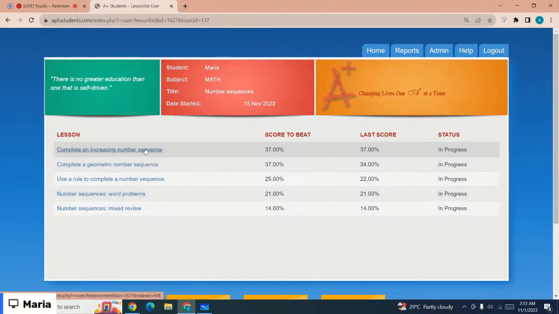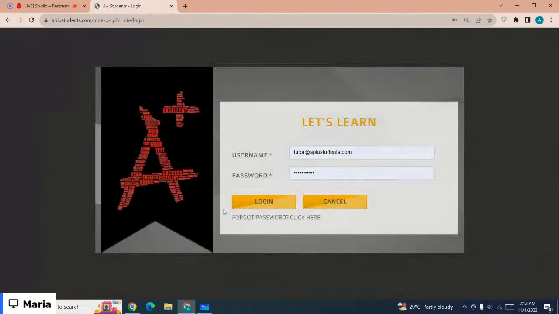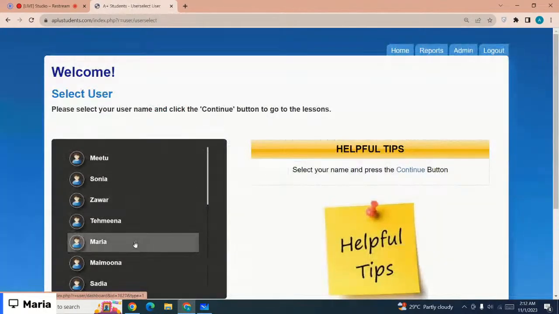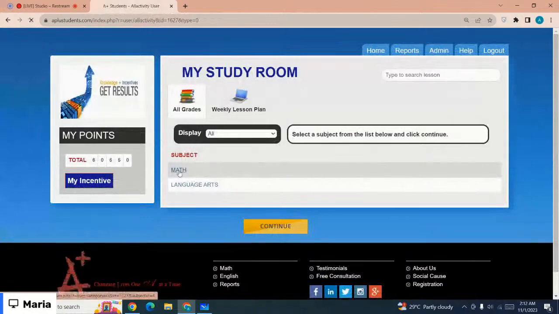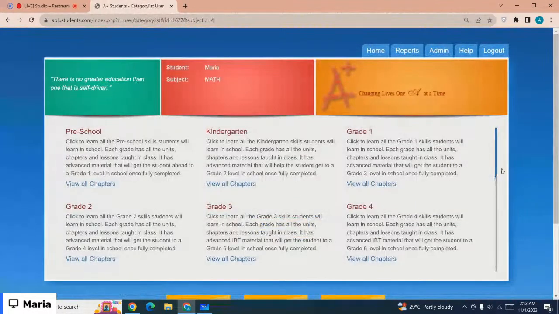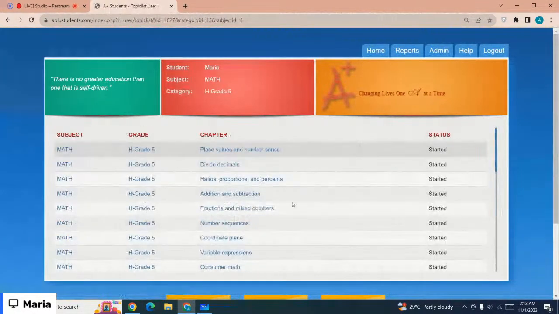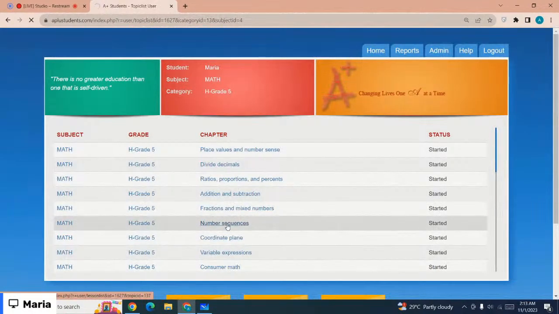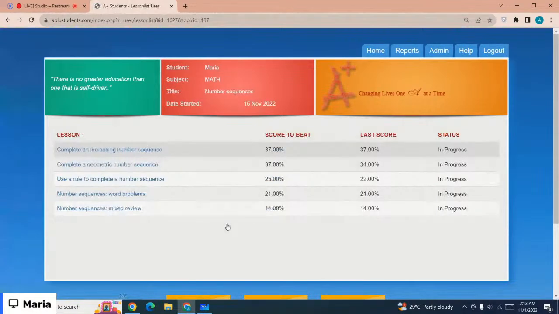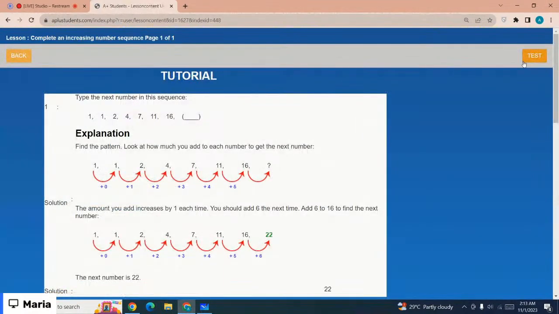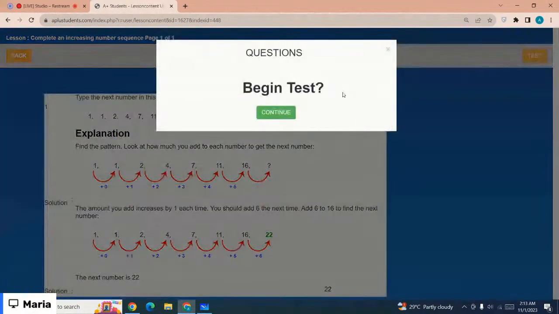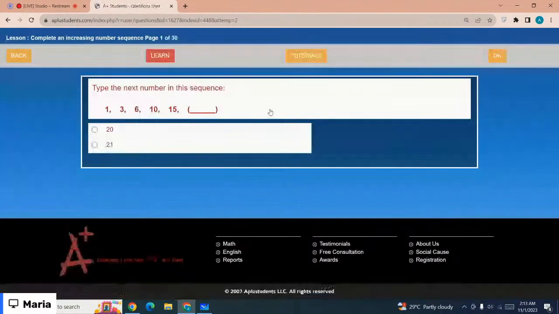Okay, the next one is complete an increasing number sequence. Let's just start with the practice question, right? We need to see how the pattern is increasing. Okay, type the next number in the sequence. So which is the next number in the sequence?